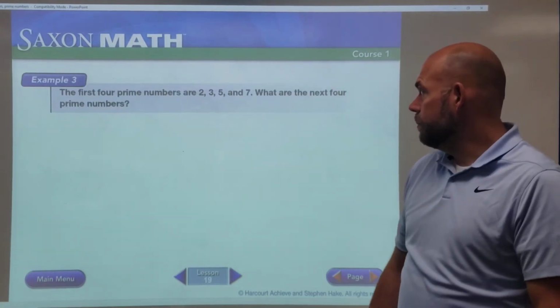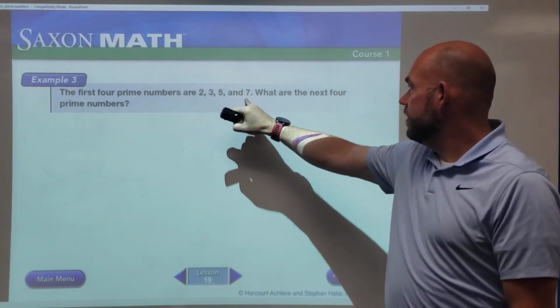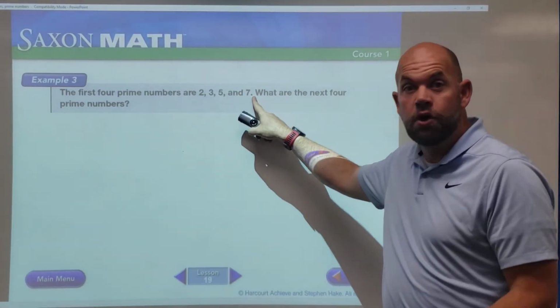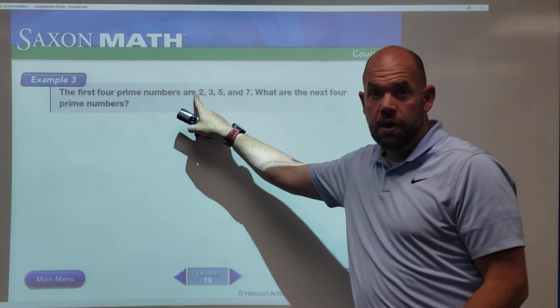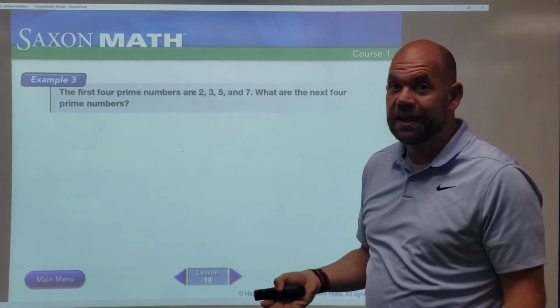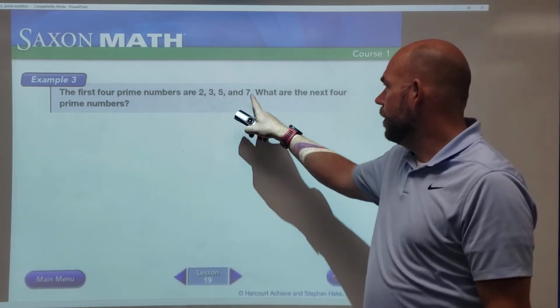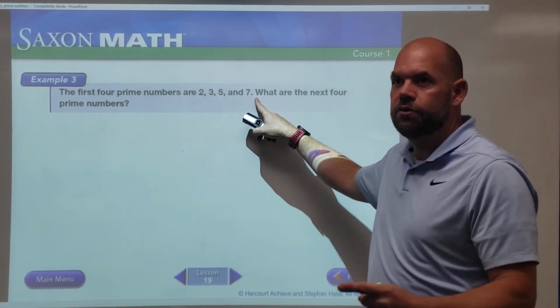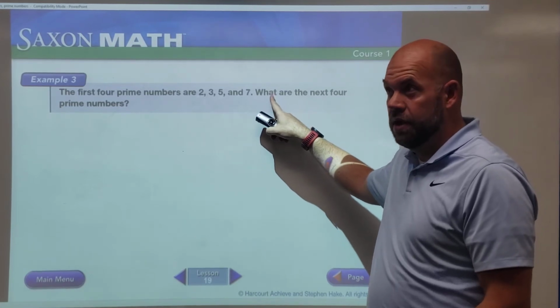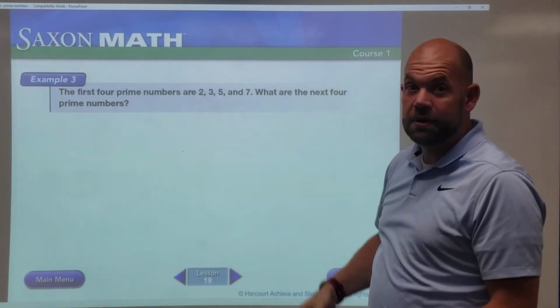So the first 4 prime numbers are 2, 3, 5, and 7. What are the next 4? Well, let's see, after 7 we've got 8. 8's an even number. No even number except for 2 will be prime because you can multiply something by 2 to get that even number. So we know 8's not it. 9, 3 times 3 is 9, so it's not 9. It's not going to be 10 because that's an even number. So 11, yep, nothing else goes into 11, so that'd be the next one.